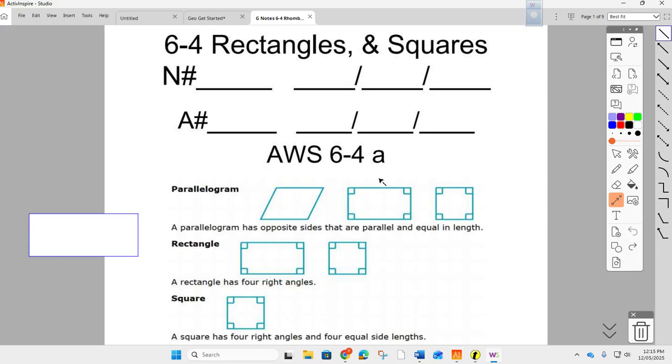These are specifically named figures. We know a rectangle and a square, they are also parallelograms. So we can use the label parallelogram for any of those three.